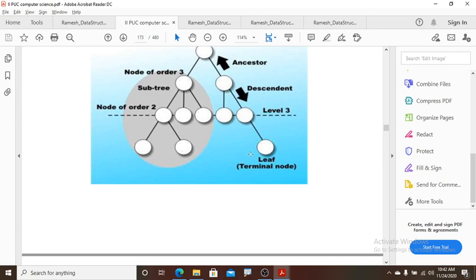This is a leaf node. This is a leaf node. This is a leaf node. Can we say this one is a leaf node? No, because it has a child node. It is not a leaf node. But this one is a leaf node. How can we determine it as a leaf node? It does not contain any child nodes. That's why it is a leaf node.